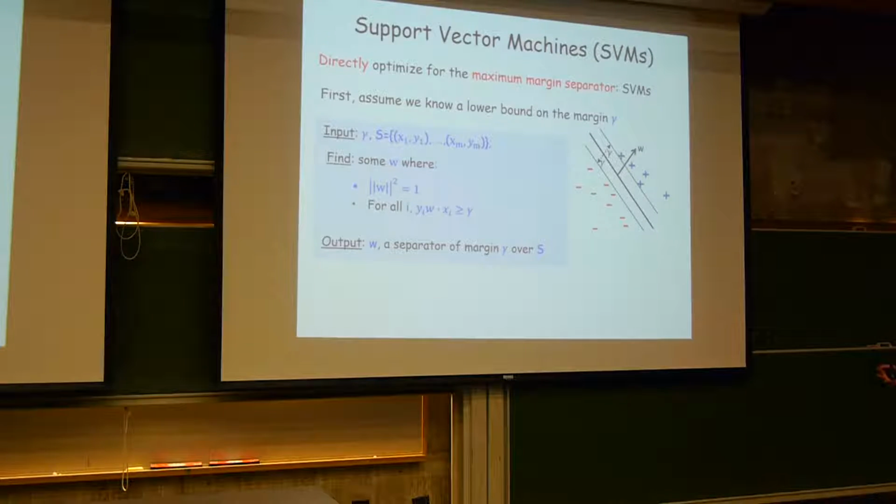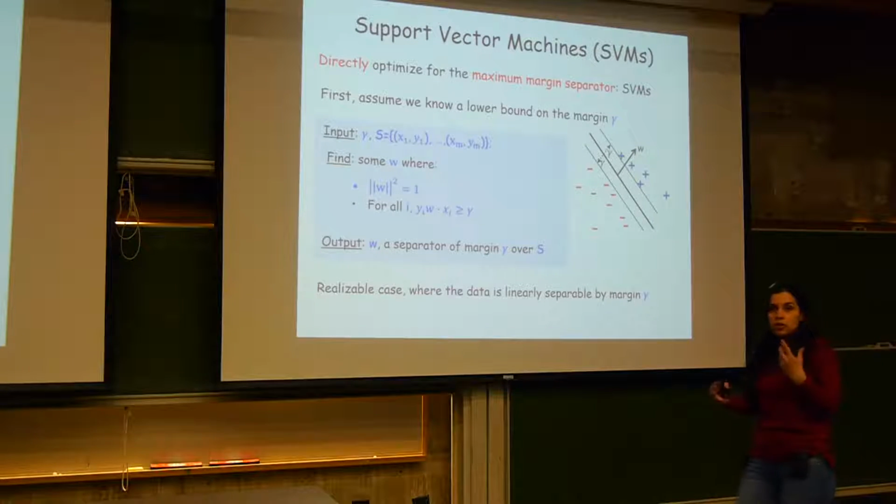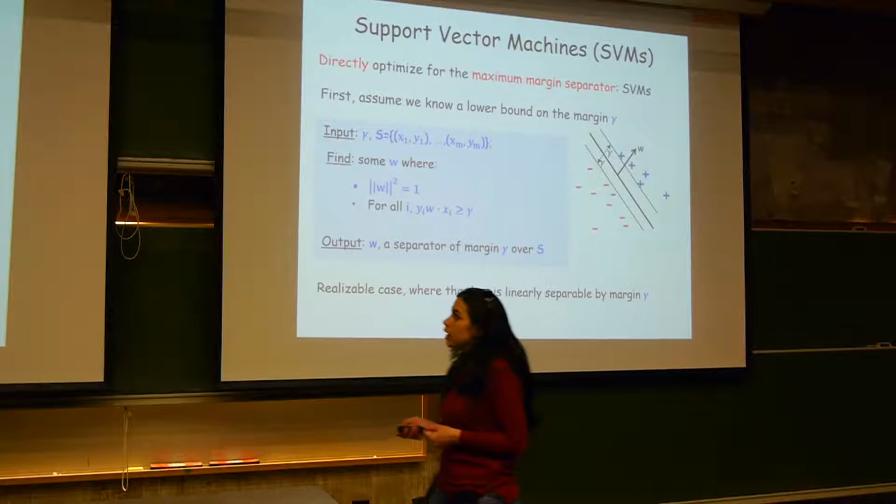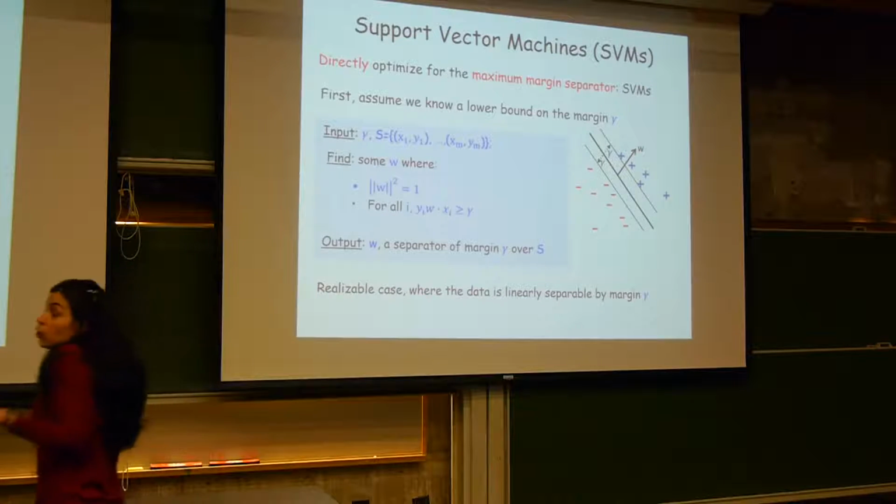Just write down what we are searching for. I'm just writing an optimization problem. I'm trying to find a separator of margin at least gamma over my sample, because I know a lower bound on the margin gamma. And this is all fully realizable for now, where I assume that the data is truly separable by margin at least gamma. Okay? Now, of course, in general, I do not know gamma.